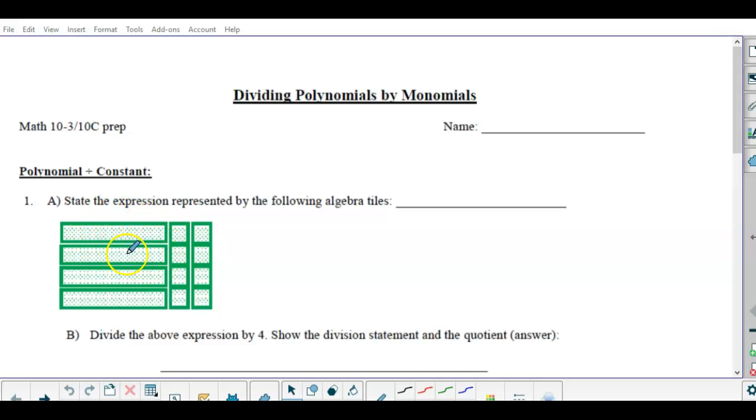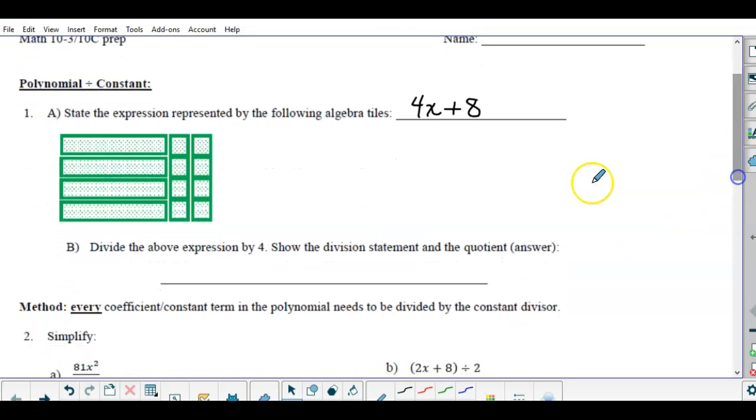Remembering back to algebra tiles, I'm asking you to state the expression to show how many algebra tiles there are. So that's 4x plus 8. Really, that's the area of that entire rectangle. Then it says divide the above expression by 4. So show the division statement and the quotient answer.